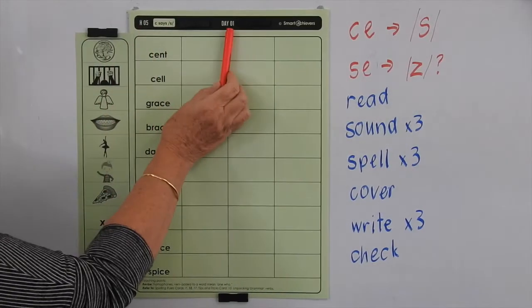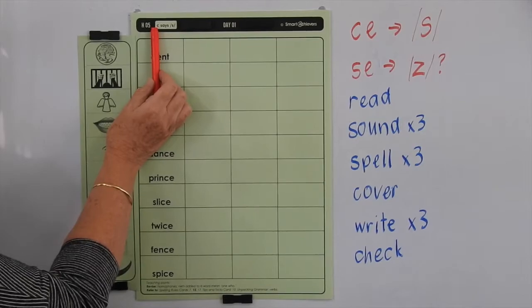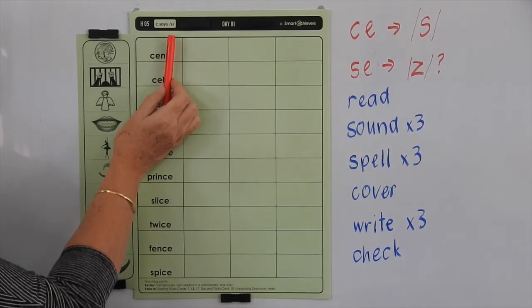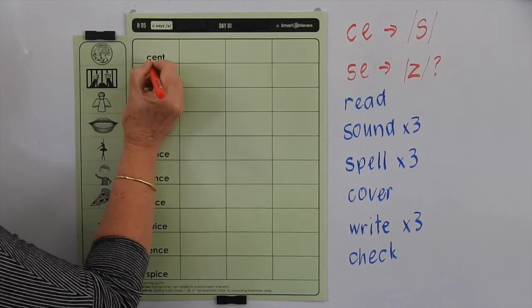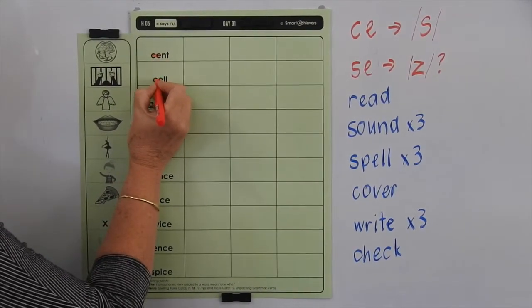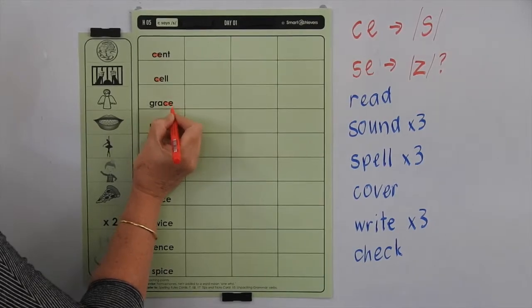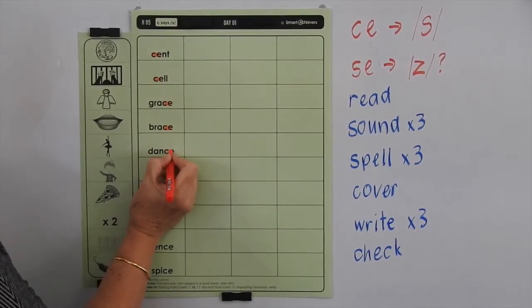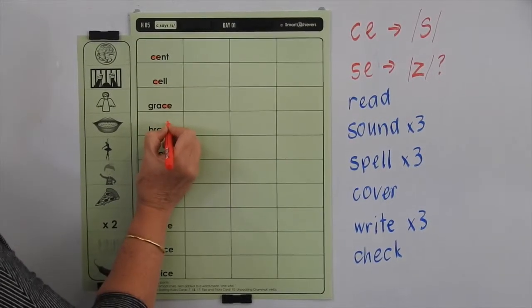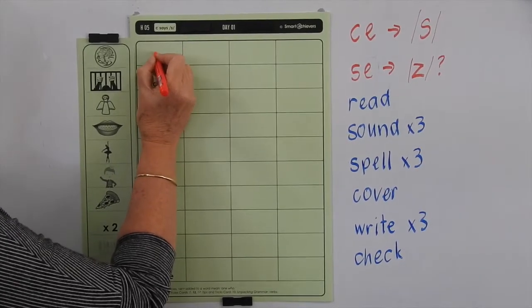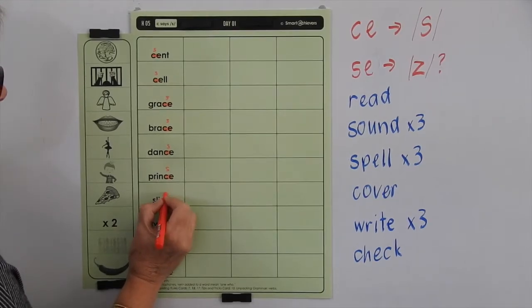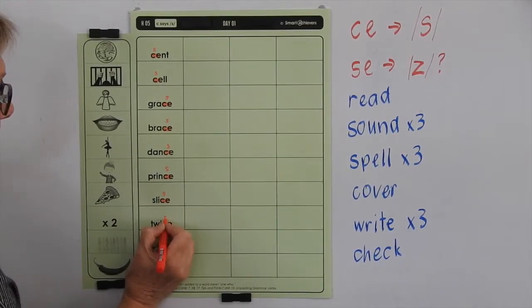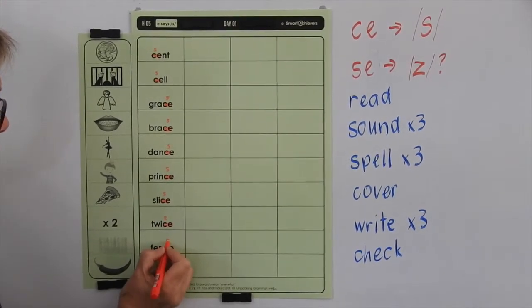In H5 Day 1, we're revising that the letter C may say S if it's followed by an E. So let's colour that in all these words. We've got C-E saying S. So the E is making the C say S on all of these words. Okay, so colour all of those in.